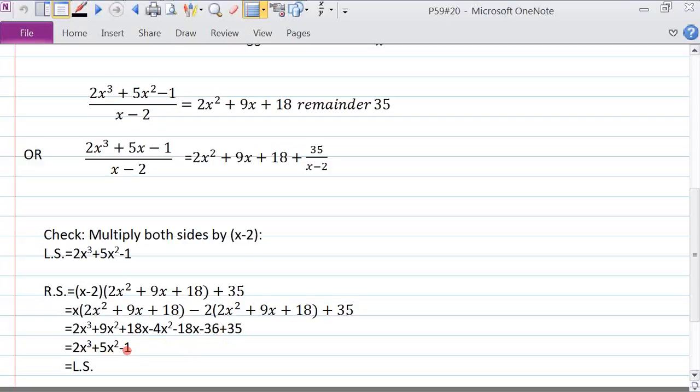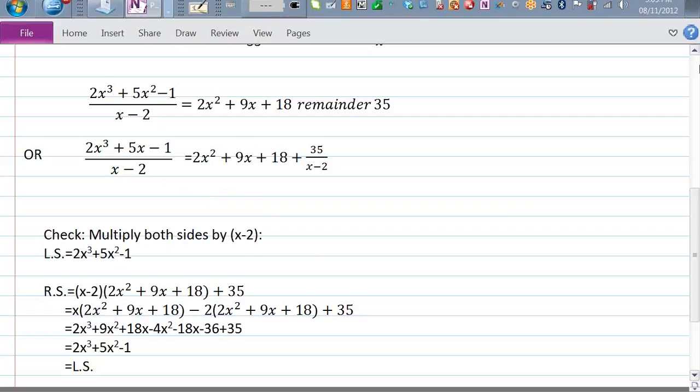And so simplifying the right side gives me 2x cubed plus 5x squared minus 1, which is exactly what I get: 2x cubed plus 5x squared minus 1. And so the right side equals the left side, and therefore this must be the right answer.